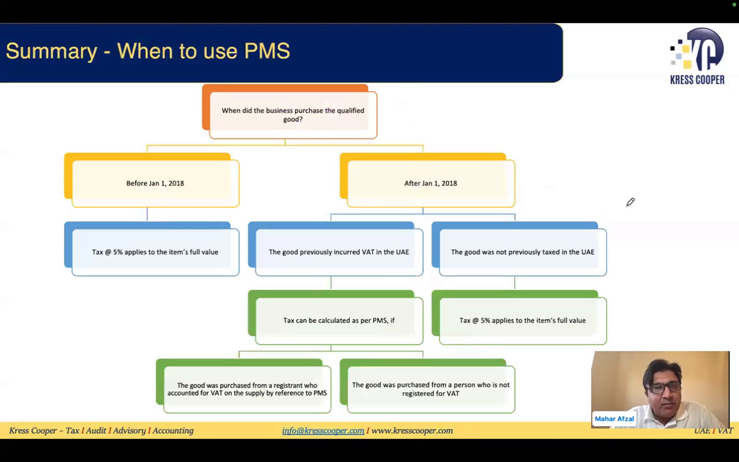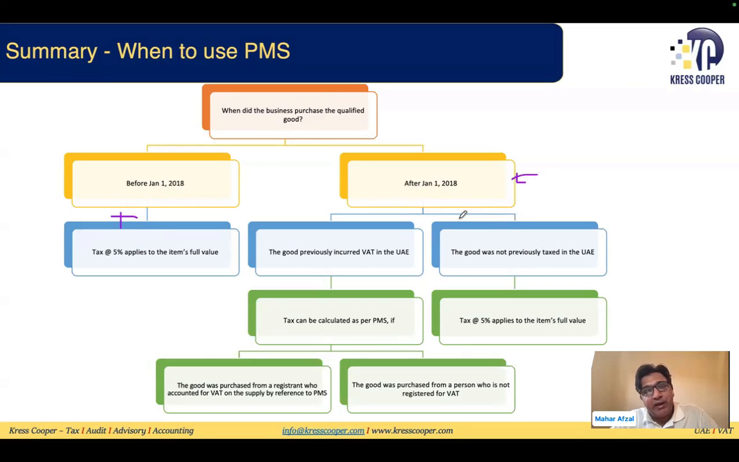So if I'm going to the summary, this summary was issued by the FTA as well. When can we apply the profit margin scheme? When the business purchased the qualified goods before 2018, you cannot apply the profit margin scheme. Whenever you are selling such goods, you need to charge straightforward 5% VAT on the full value. Goods bought after means goods have already been taxed in the UAE.